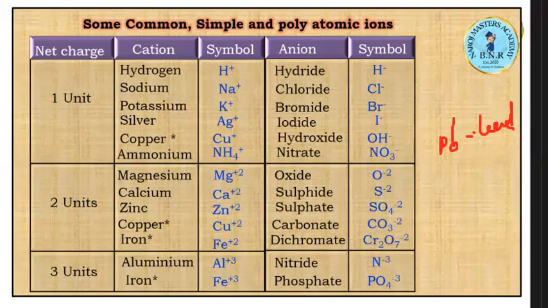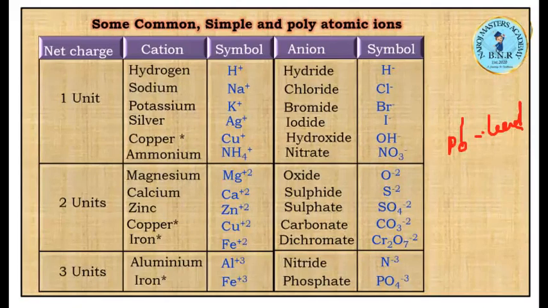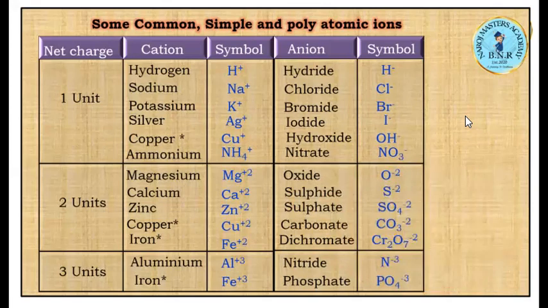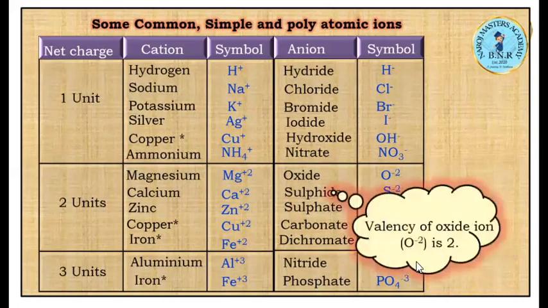Very, very important here. Valency of an ion is equal to the magnitude of its charge. Valency of oxide, O2 minus, is 2. Okay. Valencies.